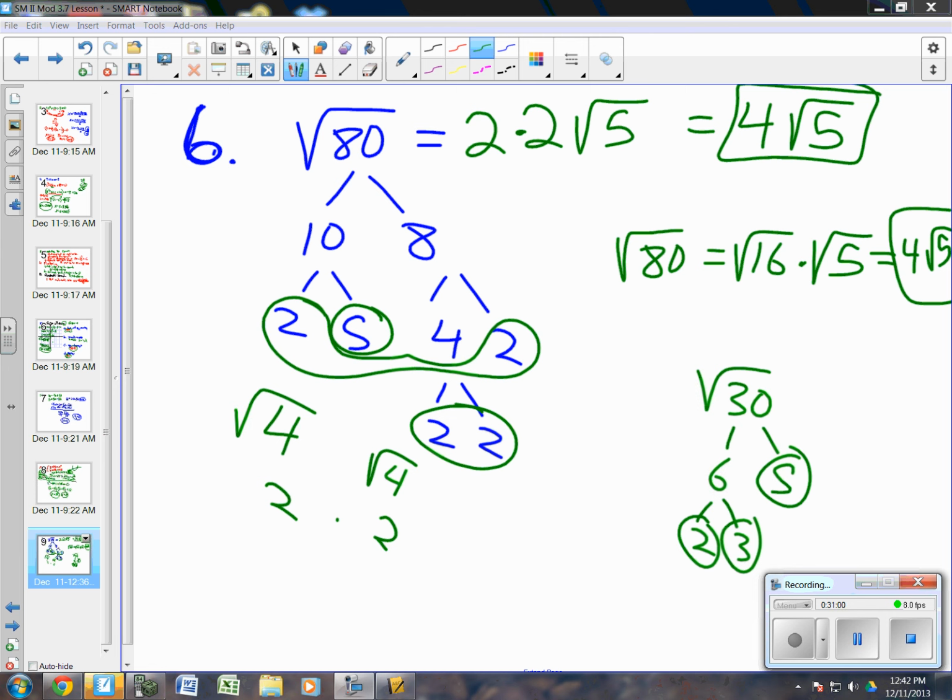But if it gives us a number like that, and then it asks you to simplify it? Yeah. So now you can't. I mean, you can write it. It's already simplified if you want. Okay?